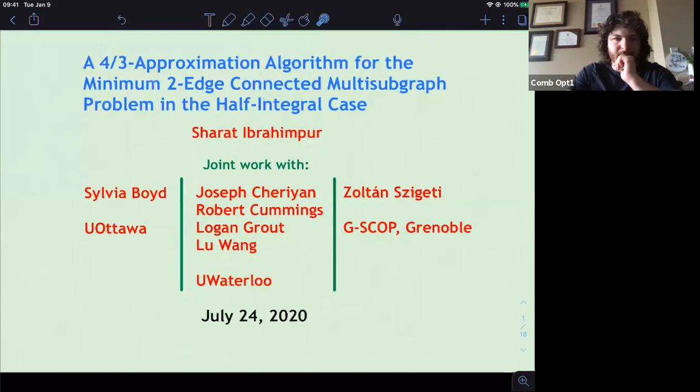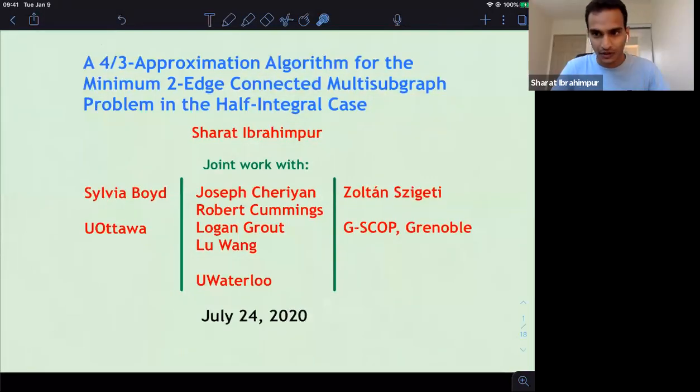So today I'll be talking about some of my recent research work on the 2-edge-connected subgraph problem. This is joint work with Sylvia Boyd from the University of Ottawa, Joseph Cherian, Robert Cummings, Logan Kraut, and Lou Wong from the University of Waterloo, and Sultan Sigeti from Grenoble in France.